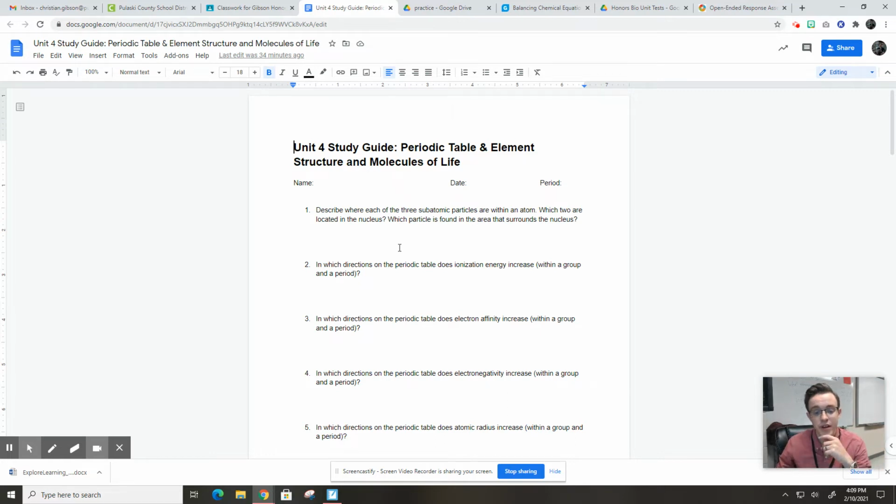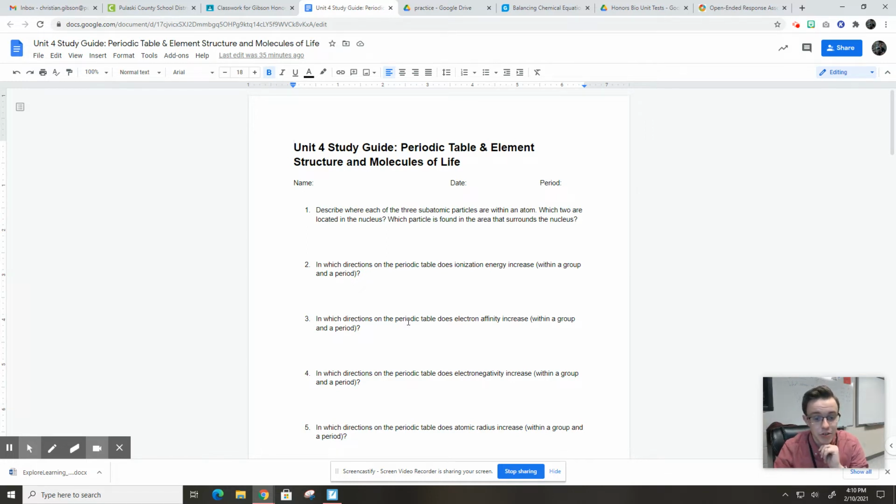Number two, in which directions on the periodic table does ionization energy increase? So within a group and within a period. Remember that a group is a vertical column. So in a group, up and down on the periodic table, ionization energy increases as we go up on the periodic table. So the element at the top of the group would have the highest ionization energy. And going from left to right in a period, again, remember it's just a horizontal row on the periodic table, ionization energy increases as we go to the right. So the way I always memorized it is ionization energy increases up and to the right on the periodic table.